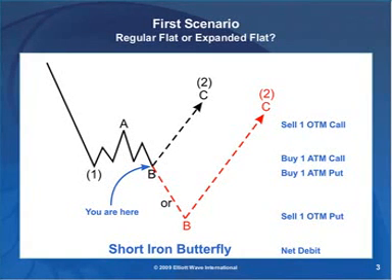It's called the short iron butterfly. Short iron butterfly. And what we do in this situation is, as you can see here on the right, we buy an at-the-money call, one at-the-money call. We buy one at-the-money put. We sell an out-of-the-money call, and we sell an out-of-the-money put.